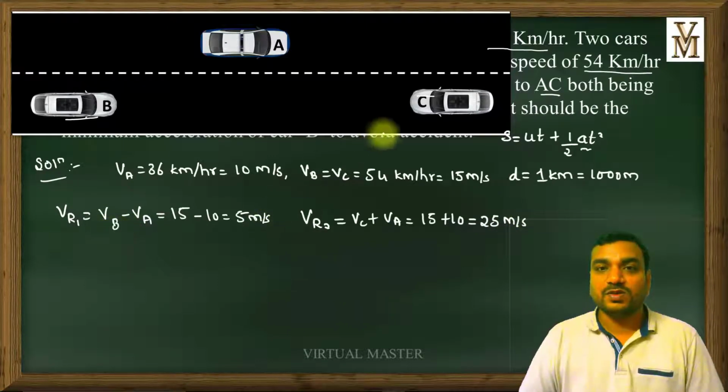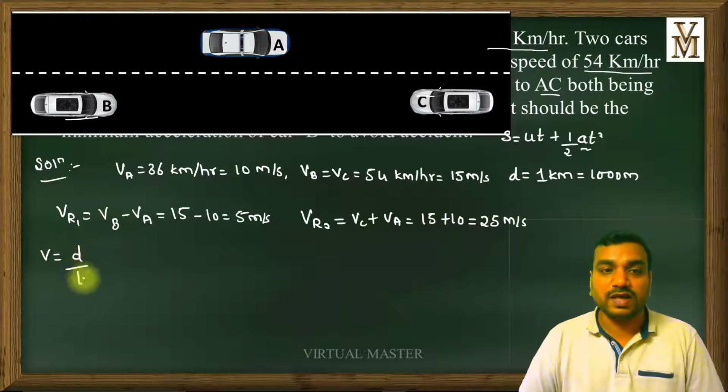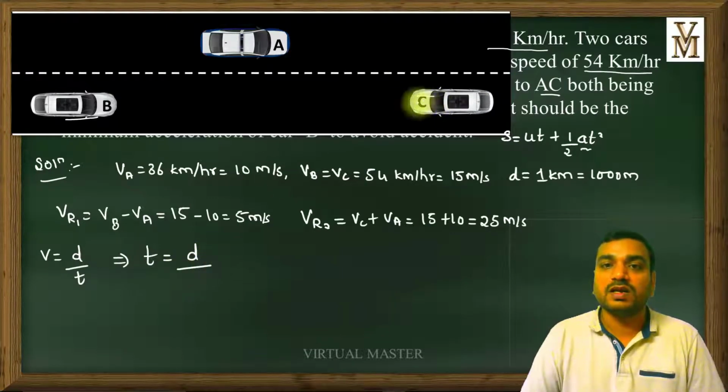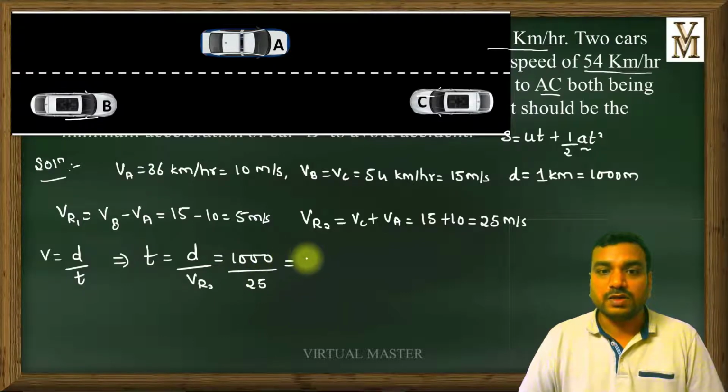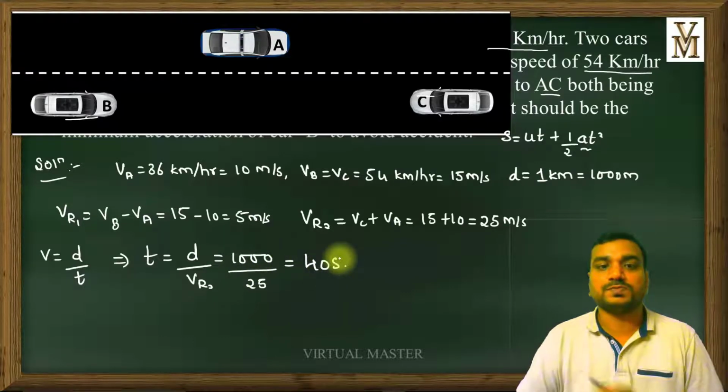Now let us find the time taken by car C to cross car A, and we can use the formula of velocity, that is velocity equals distance traveled by time taken. Therefore time taken equals distance traveled by velocity. Here velocity is nothing but the relative velocity of car C with respect to car A, VR2. And what is the value of D? D is 1000 meter. 1000 divided by 25 equals 40 seconds.